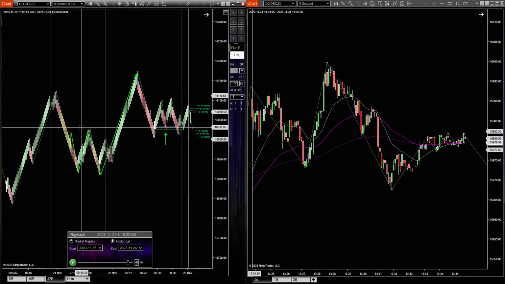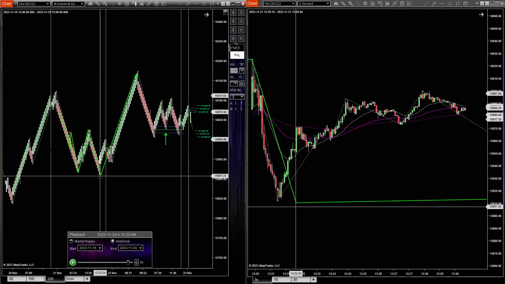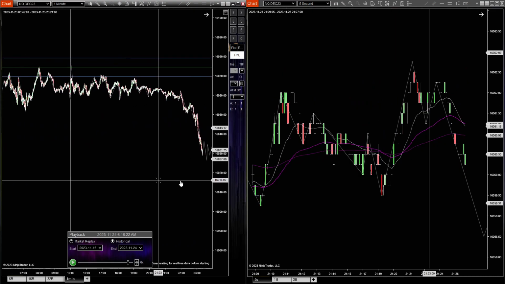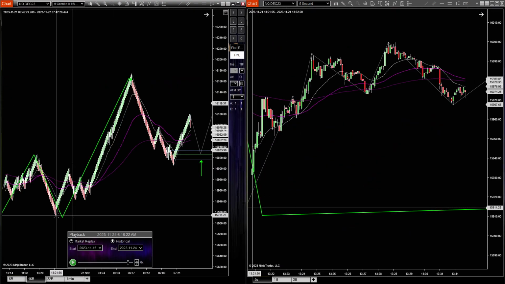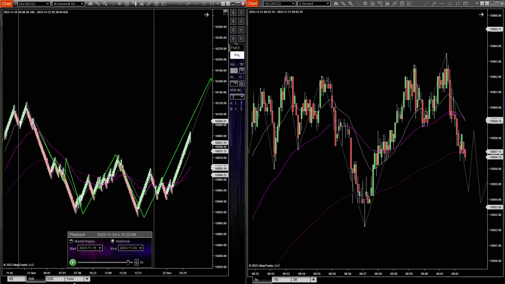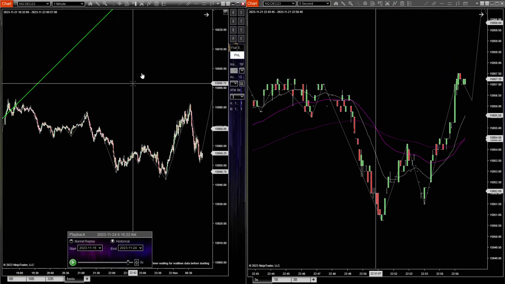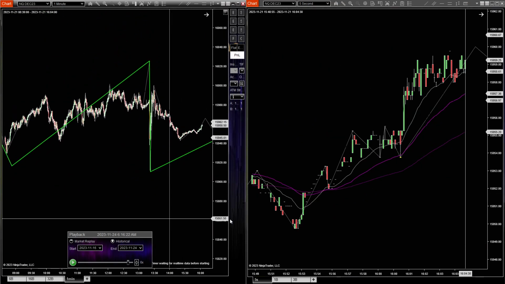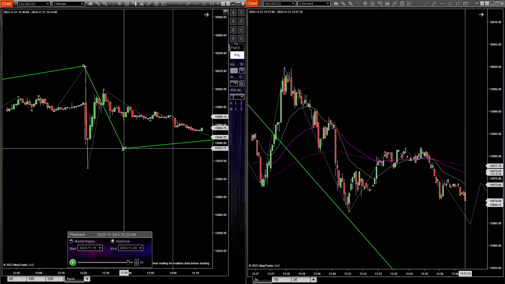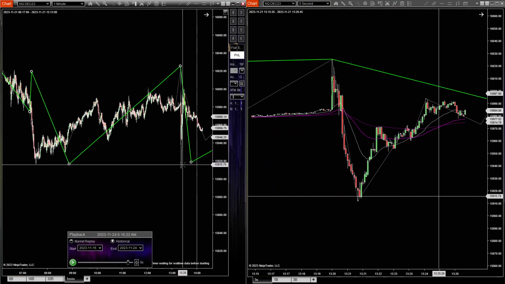And with this pattern, what we can see here is that we did break this down because this did push down lower. Now, on a higher time frame, you can see that leg. It was just a giant wick. It was just a giant news wick candle, so it didn't actually close below right here. It was just a wick.